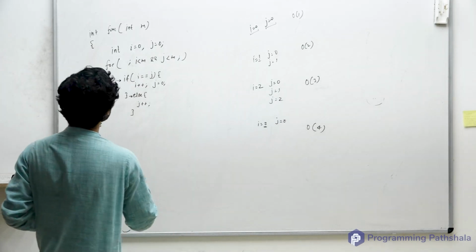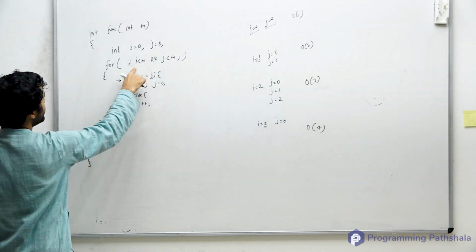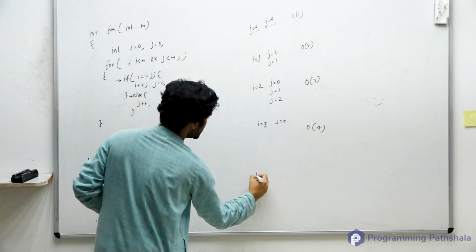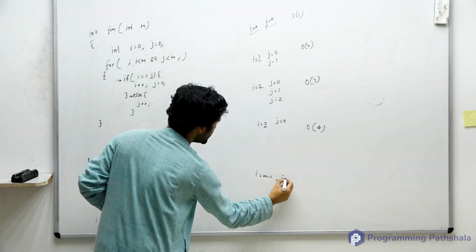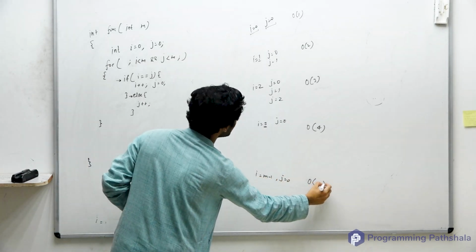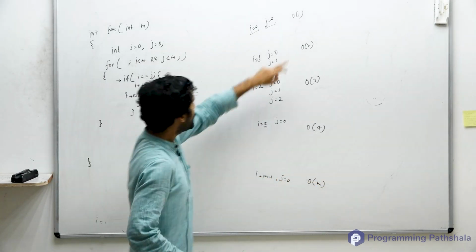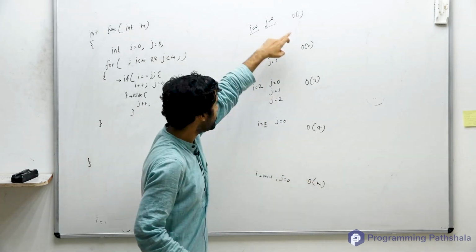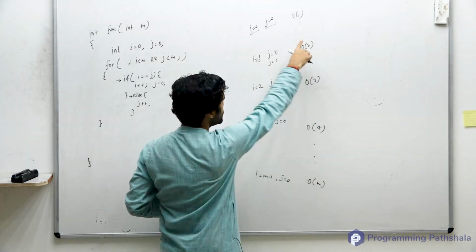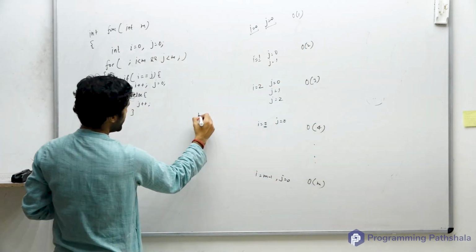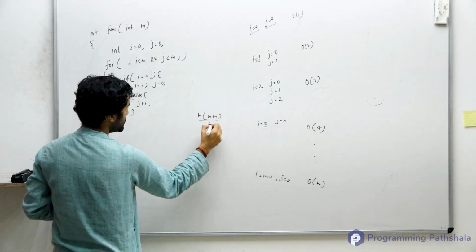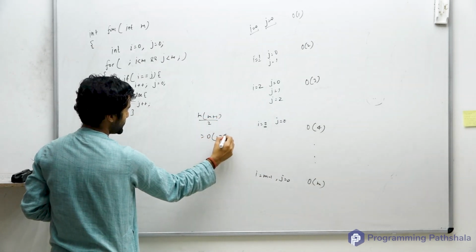So what will be the last value of I? The last value of I will be m minus 1. So for I equals to m minus 1, number of iterations will be order m. So the sum from 1 till m, 1 plus 2 plus 3 plus 4 up to m, will be m into m plus 1 by 2, and this is order of m square.